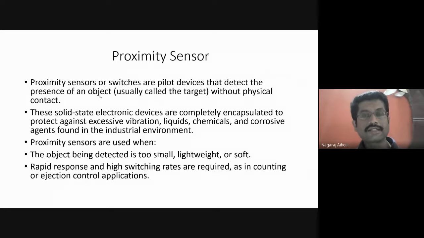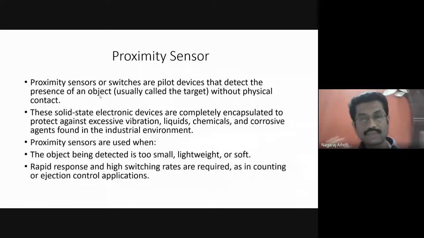But later, as the technology advanced, there came a new type of device, called solid state devices, because the medium is solid state. They are made up of solid state material, and hence the name given to these devices is solid state electronic devices. These solid state electronic devices are completely encapsulated in a protective layer.